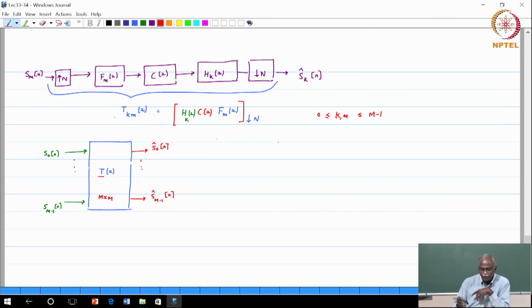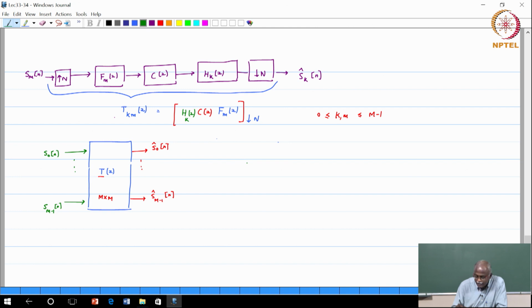The reason this notation is very important is that otherwise, when you start writing the equations, you get all sorts of messy expressions. But if you have a compact notation like this, you can visualize that at the end of the day this is going to be the 0th polyphase component of Hk of z, C of z, Fm of z, no problem. Some filter is there, I take its polyphase decomposition, take the 0th polyphase component, and that becomes my transfer function. So, if you are comfortable with this representation, please follow along and say whether you are agreeable to this one.